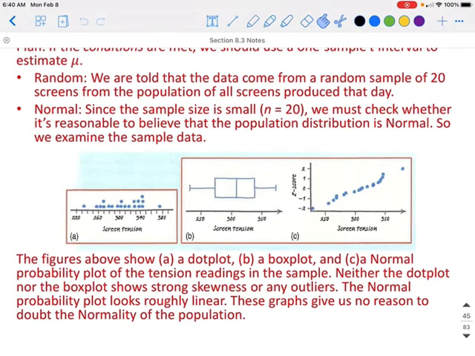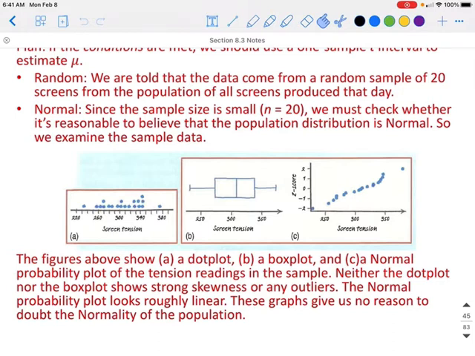is normal. So what you're going to do is graph this data. You can graph it as a dot plot like in part A, you can graph it in a box plot, or you can do a normal probability plot. Remember, a normal probability plot is normal if it is pretty linear. It's not curved or anything like that, no skew or outliers.